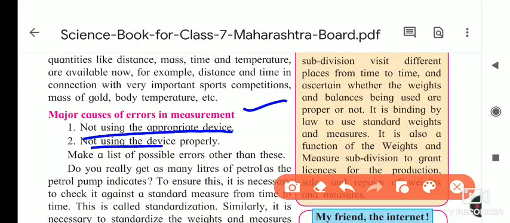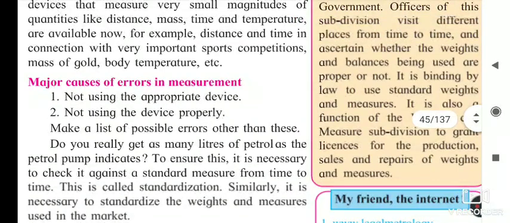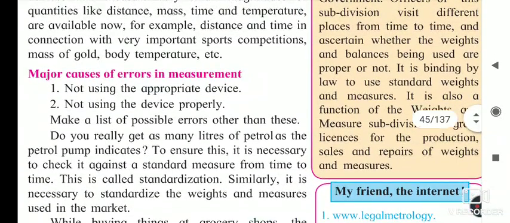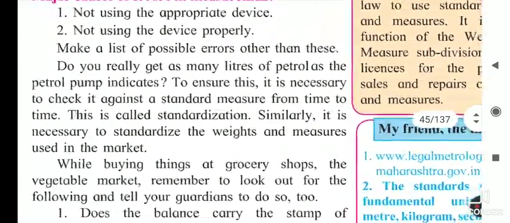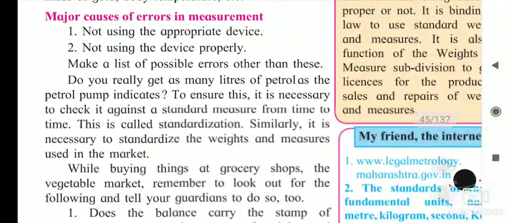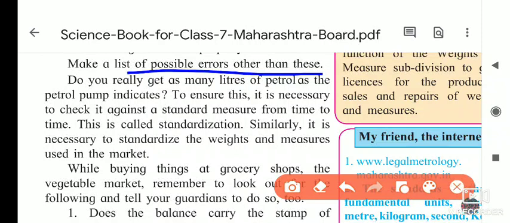And not using the device properly: we have the device, but if you are not using it properly, then also it shows the error. Make a list of possible errors other than this. You have to make this list in your observation, where you see the errors in the measurement.